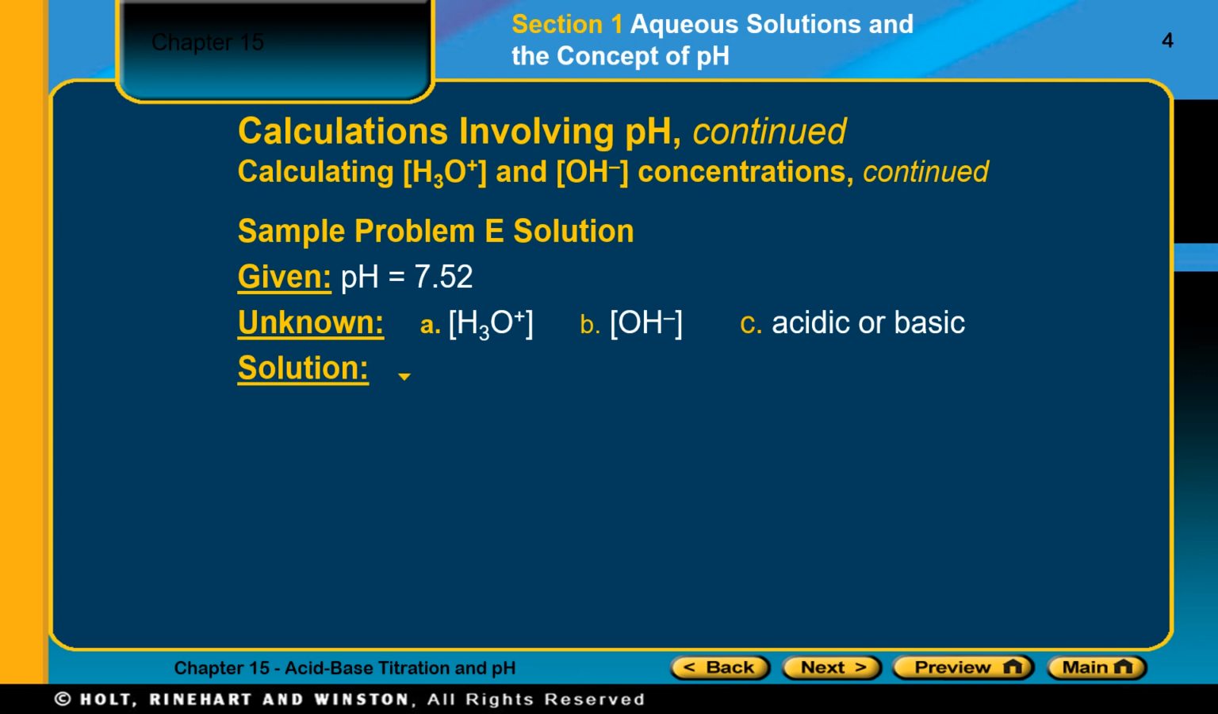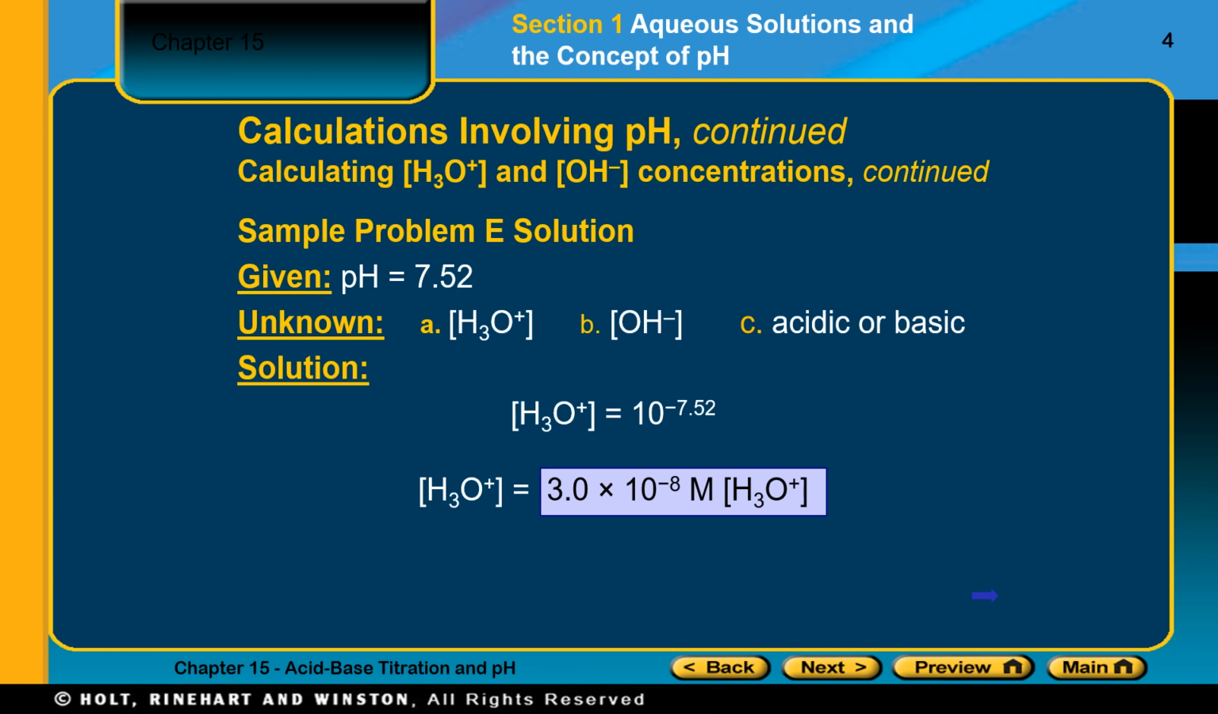So first of all, in our solution, we're going to use similar calculations to what we did in the previous problem. The hydronium ion concentration is 10 to the negative 7.52. I'd again strongly encourage you to practice this on your calculator to make sure that you're getting the correct answer. If you put that in using the 10 to the x button, and in place of the x you put in negative 7.52, we find out that the hydronium ion concentration is 3.0 times 10 to the negative 8th.